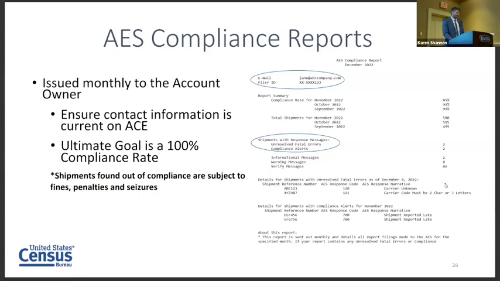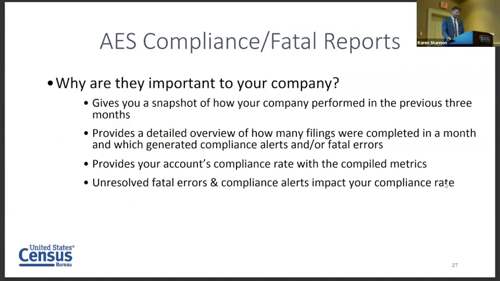So shipments that are found out of compliance are obviously subject to fines, penalties, and seizures. Fines is a new one, huh? The compliance report is also accompanied by something we call the fatal error reports. They are similar in formatting, but they're specific to only those outstanding fatal errors that happen for your company. So if you get one of those, you better start making corrections in the system to get rid of them and clear them out.